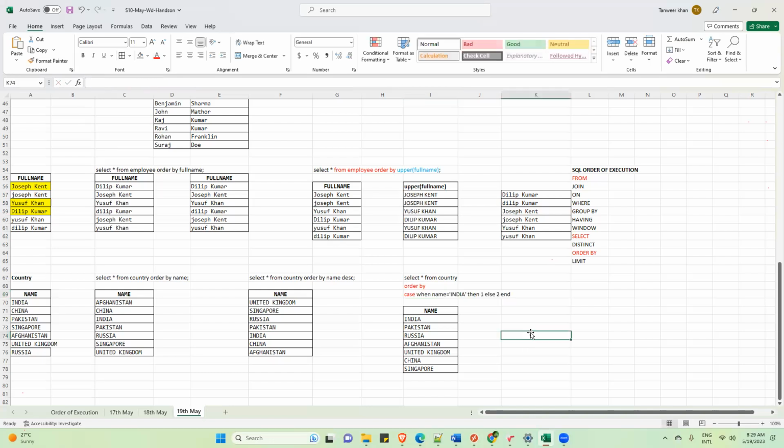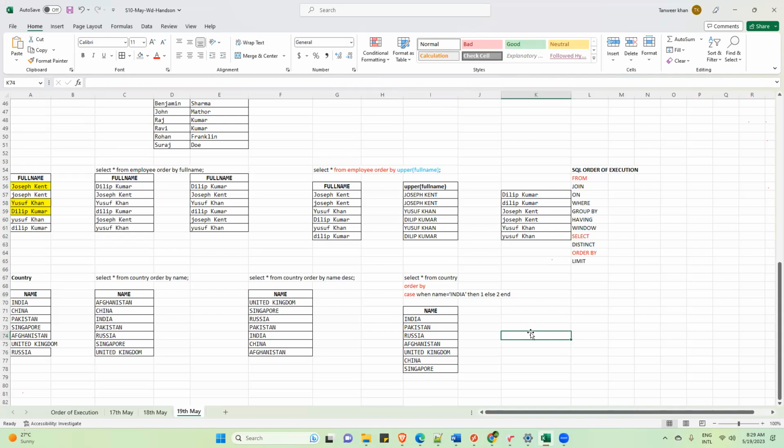Now, first of all, let's try to understand the meaning of case. Case is like a condition. Case is like a condition. I'm giving certain conditions to the SQL engine that, okay, if this is the condition, do this. If this is the condition, do this. If this is the condition, do this.